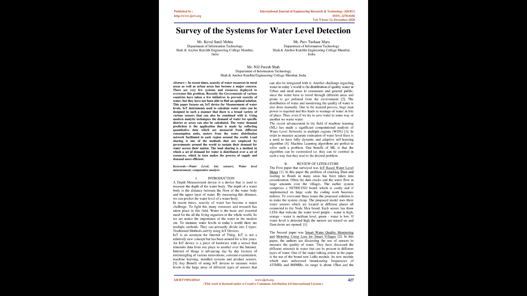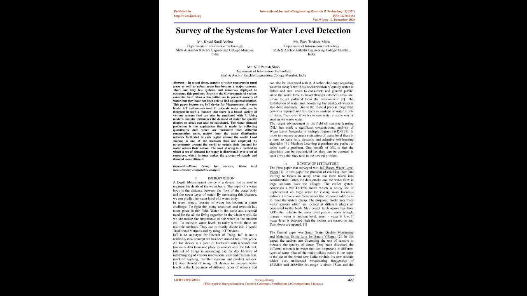Introduction. A depth measurement device is a device that is used to measure the depth of a water body. The depth of a water body is the distance between the floor of the water body and the upper layer of water. By measuring this distance, we can predict the water level of a water body. In recent times, scarcity of water has become a major challenge. To fight this, many resources and much research have been devoted to this field. Water is the basic and essential need for all living organisms in the whole world. So we notice the importance of water in the modern era.